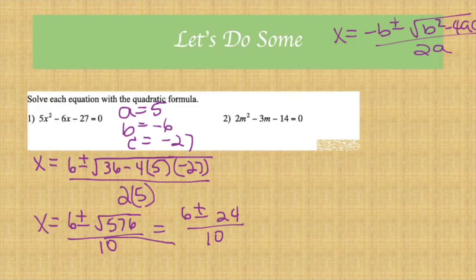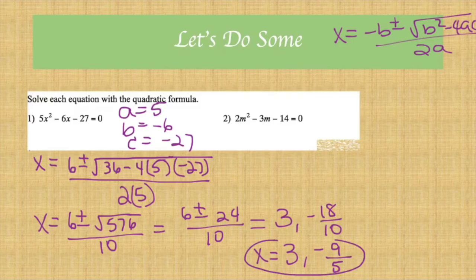And we're now going to figure out what this is. We're going to take the 6 plus the 24, and we're going to get 30 divided by 10 is 3. Then we're going to do the other one. We're going to take the 6 minus the 24. We're going to get negative 18 over 10. I'm going to just write it negative 18 over 10 and then reduce it. The 3 doesn't reduce, it stays 3. And the negative 18 over 10 becomes negative 9 over 5. x equals 3 and negative 9 over 5. We're done.